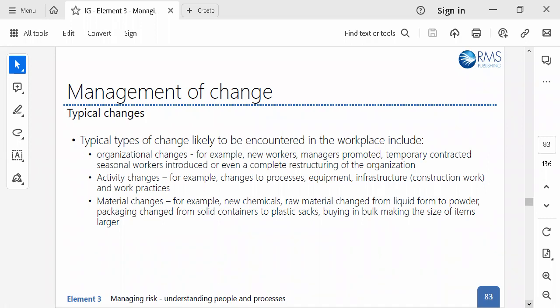Activity changes, for example, changes to process, equipment, infrastructure, construction work, and work practices. Material changes, for example, new chemical, raw material change from liquid form to powder, packing change from solid container to plastic sacks, pulling in bulks, making the size of items larger. So these are the changes: organizational changes, activity changes, and material changes. So we need to manage all the changes in a better manner.